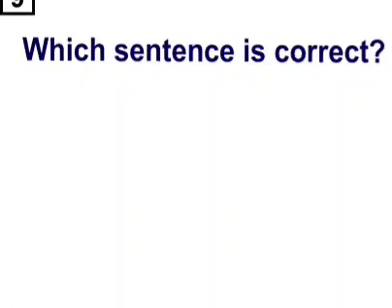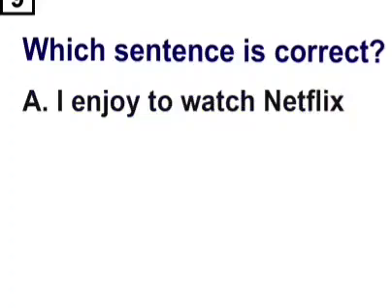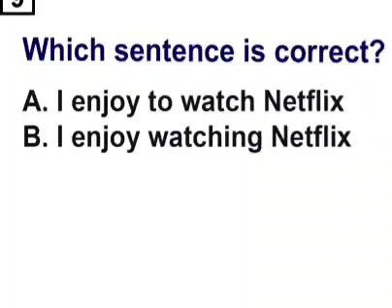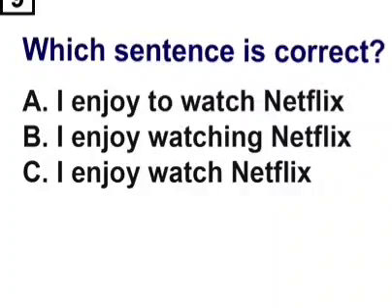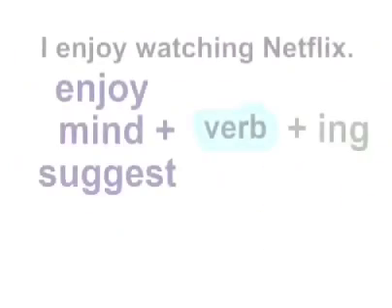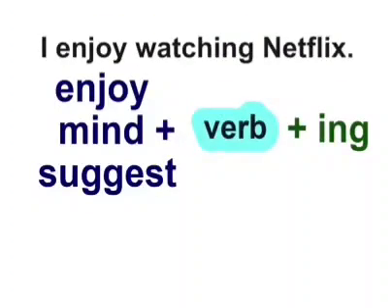Let's move on to the next one. Which sentence is correct? I enjoy to watch Netflix. I enjoy watching Netflix. I enjoy watch Netflix. The correct answer is I enjoy watching Netflix. After verbs like enjoy, mind, and suggest, we always use verb plus ing form.